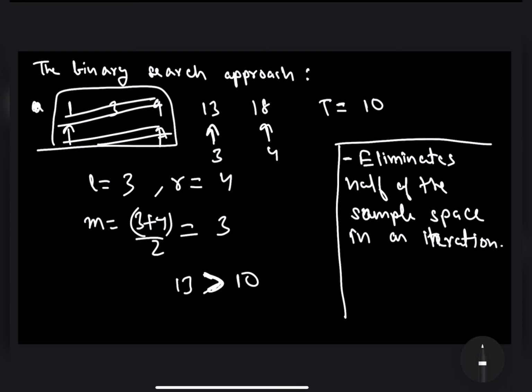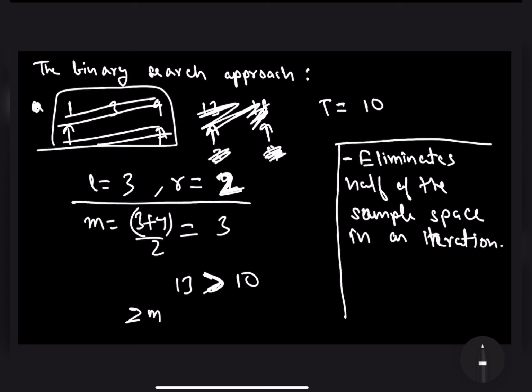So all the indices greater than or equal to m must be eliminated at this point. Basically, the indices 3 and 4, both of them will be eliminated now. So R will be updated to m minus 1. R is updated to 2 over here.